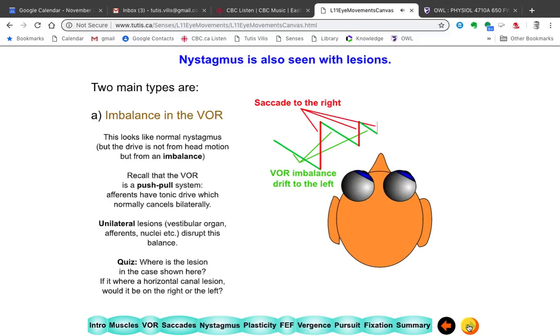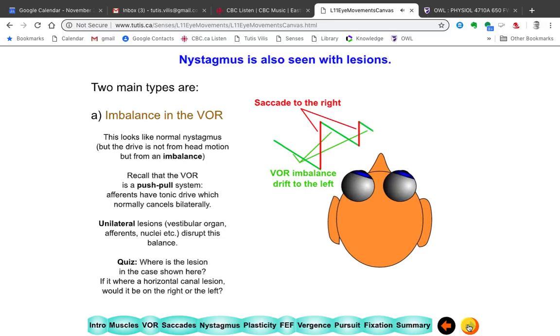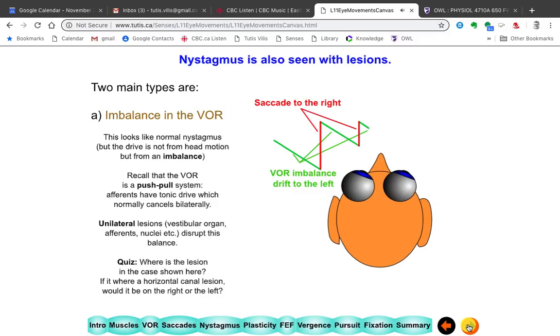That means that for the horizontal canal, there's more signal coming from the right side than the left side. Now, when your head is still, there's no way you can make the right side produce more activity. So a lesion can only produce less activity. So the lesion must be on the left side to produce this type of imbalance that produces this type of eye movement. Okay?